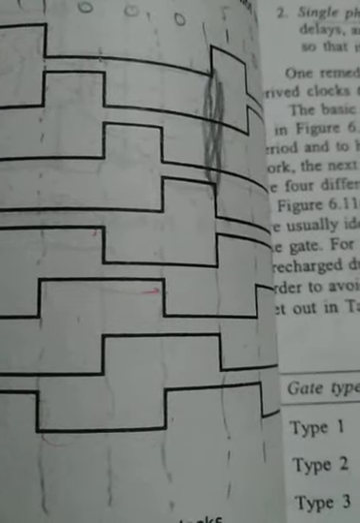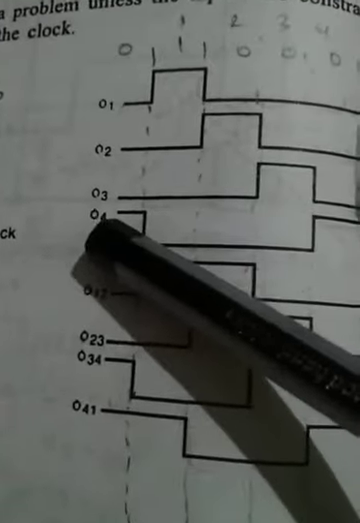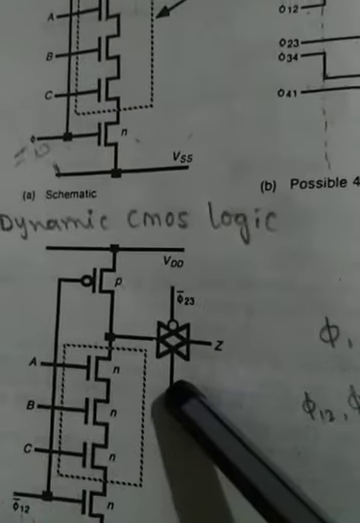So it uses 4 phase clocks, that is pi 1, pi 2, pi 3 and pi 4. And these are derived clocks, pi 1 2 and pi 2 3. We call these derived clocks, which are obtained by overlapping the clock signals. The circuit is modified with the inclusion of the transmission gate.